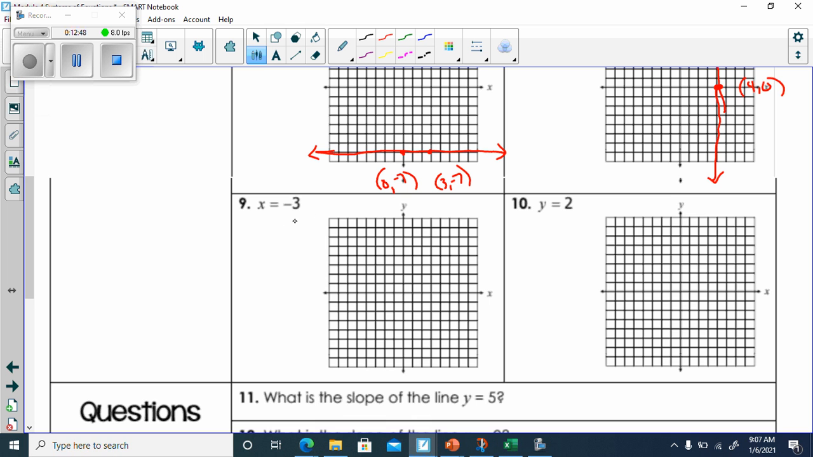Let's look at this one. X is equal to negative 3. So it's going to go through the x-axis at negative 3. At negative 1, 2, 3. Okay, so it's going through the x-axis. It's not parallel with it. It's going through the x-axis.